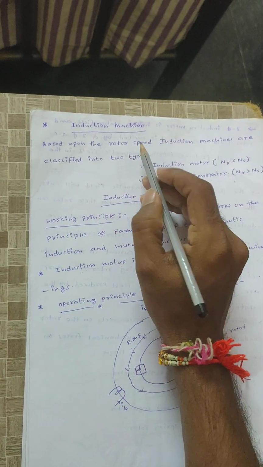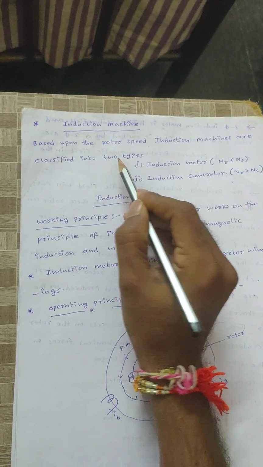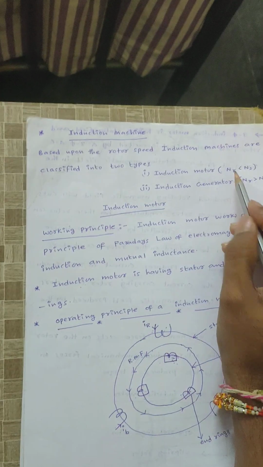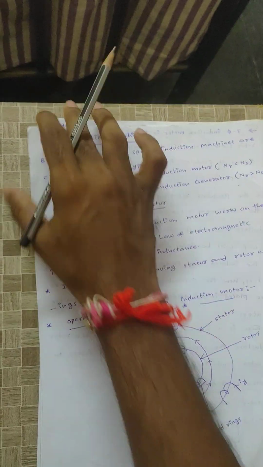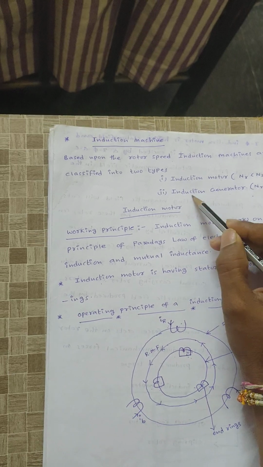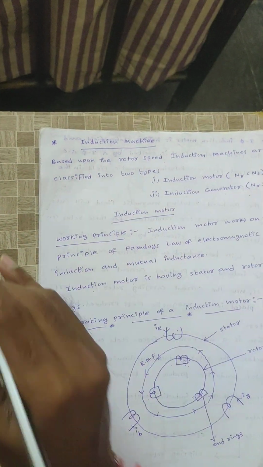Based upon the rotor speed, the induction machines are classified into two types. First one is induction motor, second one is induction generator. That means when rotor speed is less than ns, then the type of operation is induction motor operation. When rotor speed is greater than synchronous speed, then induction generator action takes place.